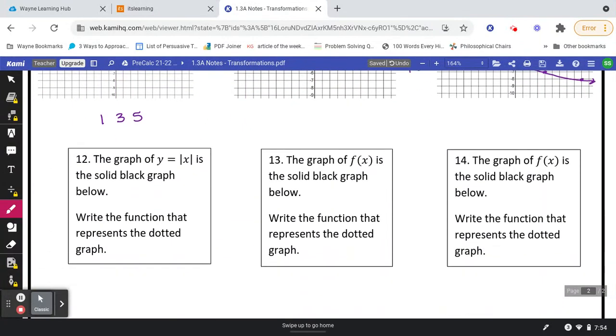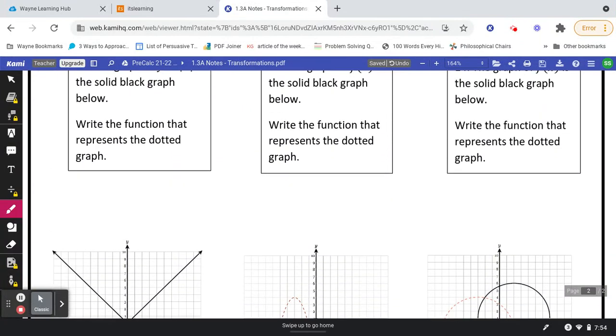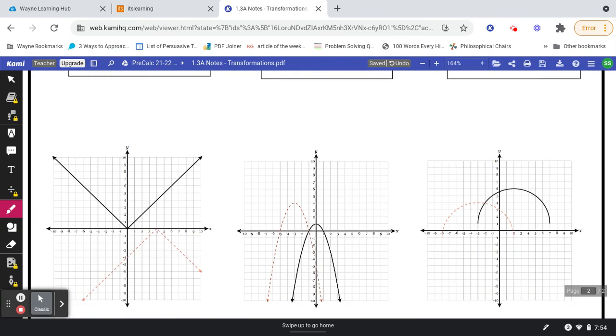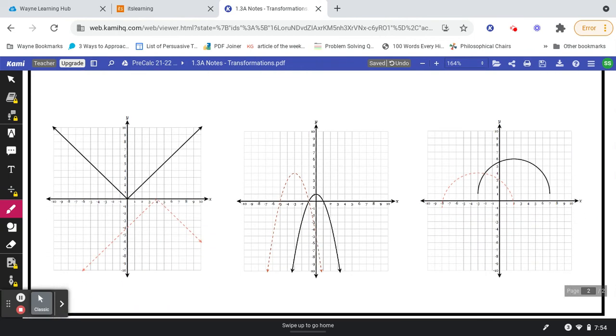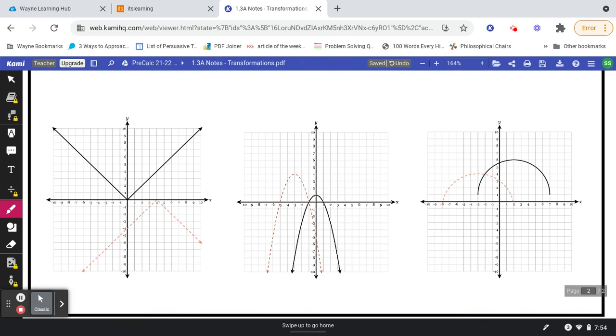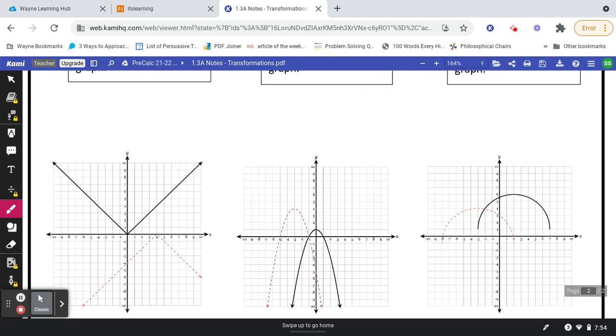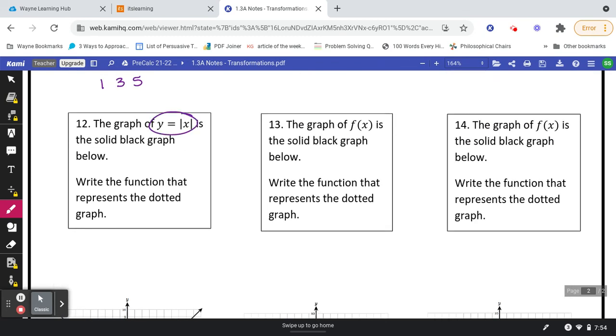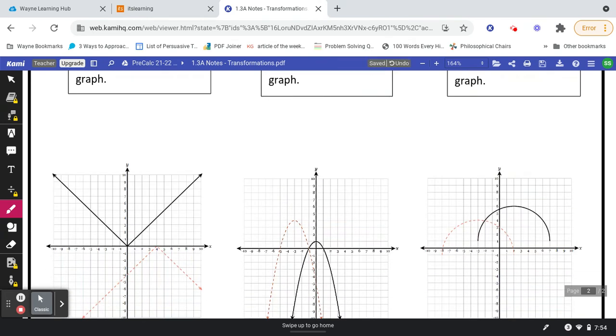For the next 3 problems, we are going to be writing the equation, the function that represents the dotted graph. So the solid black is the original, and then your dotted is the transformation. So let's see what we notice about this problem. We know it's an absolute value. They gave us that already. It also looks like the graph got flipped upside down. So flip up, down. And it looks like it got moved to the right 4 places.